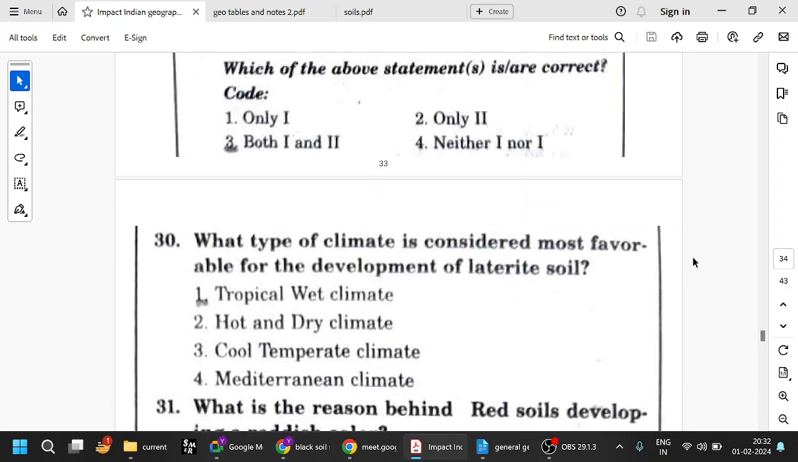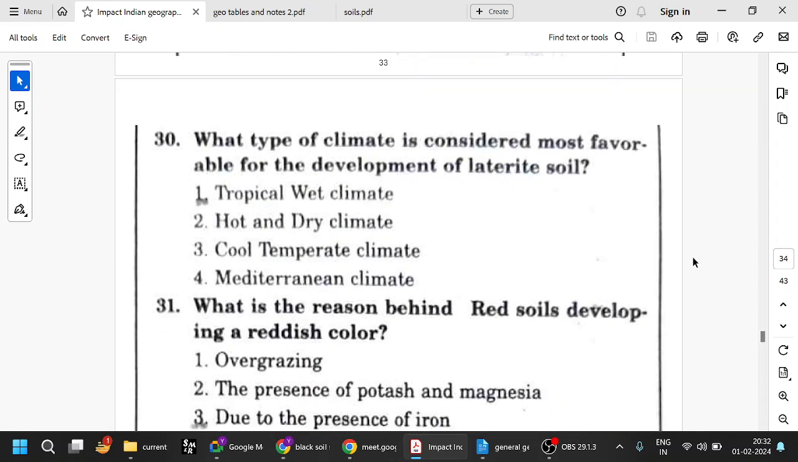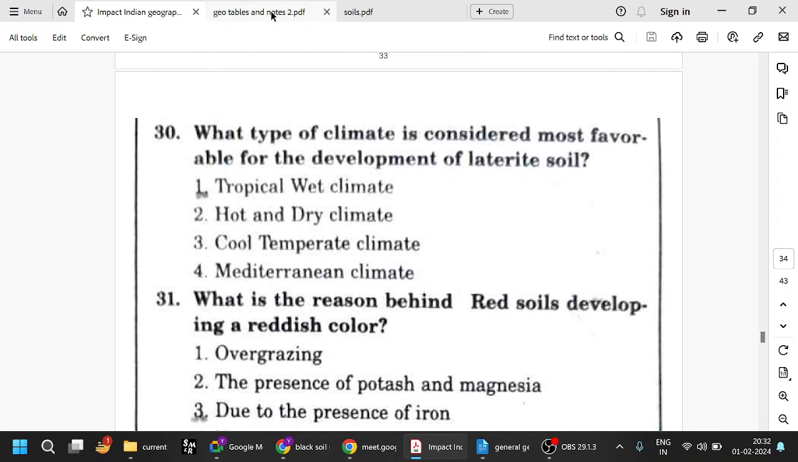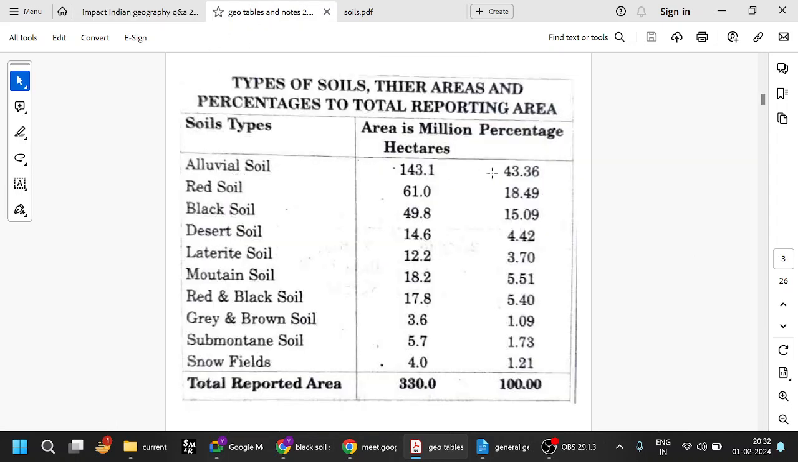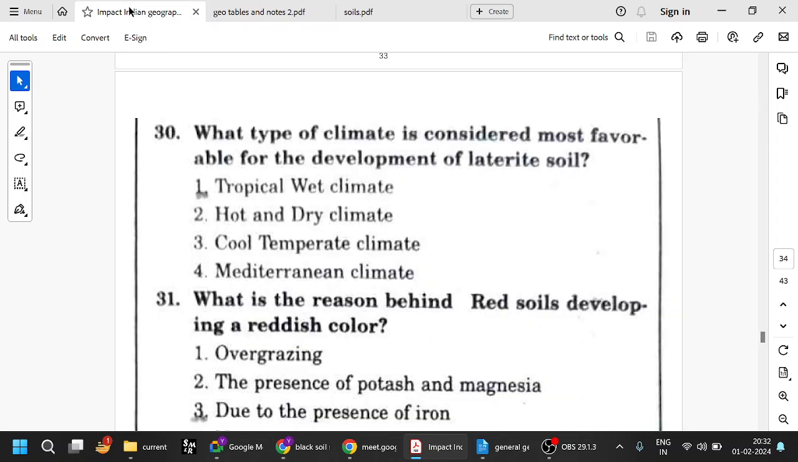Red soil is 18. Alluvial soil is 43. Red soil is 18. Black soil is 15. Desert 4, laterite 3. Fine. Which climate is more suitable for laterite soils, which are found in coastal regions? Among these, tropical wet climate is more suitable for laterite soils.